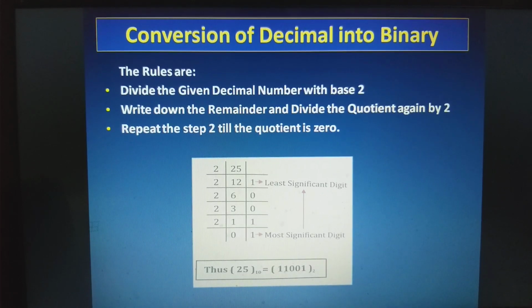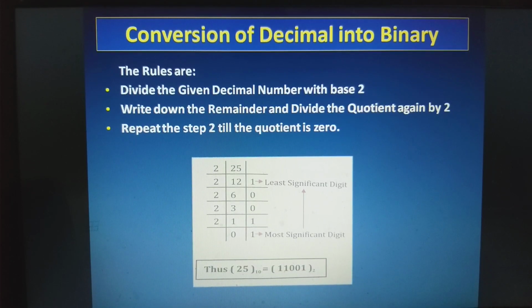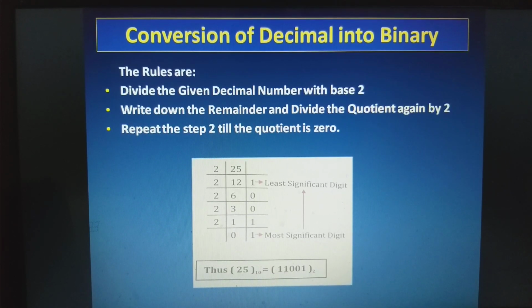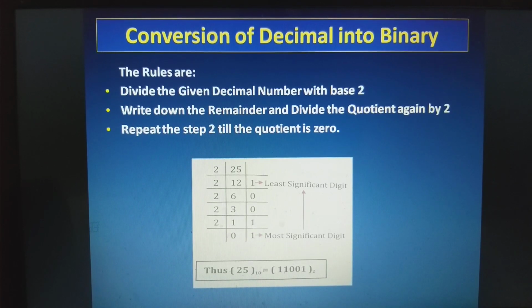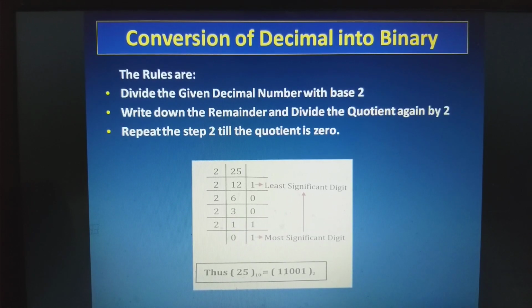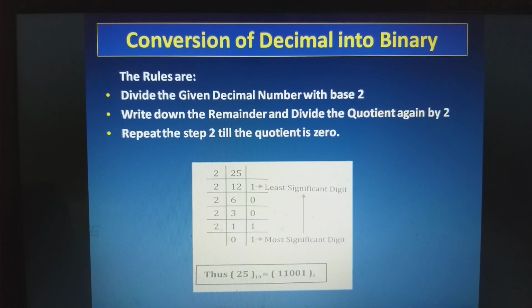Now, the remainders are arranged from bottom to top. That is 1, 1, 0, 0, 1, as it is written in the last line of our example. This is the binary number after conversion of the decimal number 25.